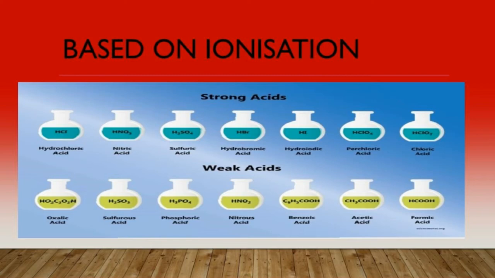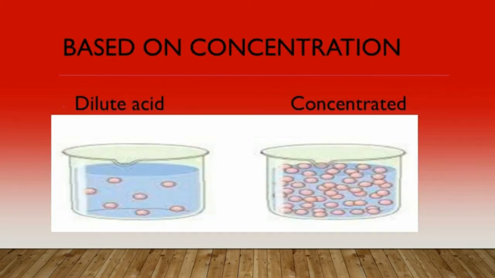Strong acids are acids that ionize completely in water. These acids will completely mix with water. That is called a strong acid. Weak acids are acids that ionize partially in water. The acid which is weak will be partially mixed with water. Those acids are called weak acids.